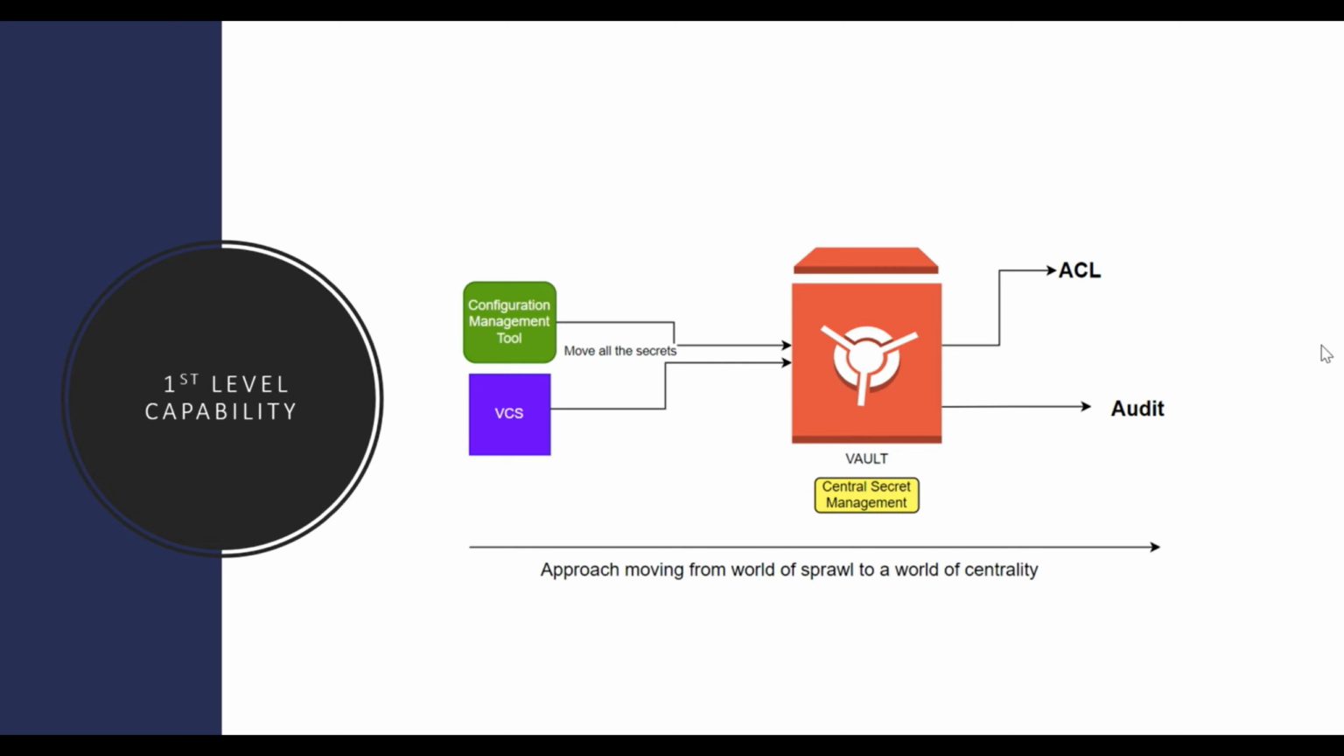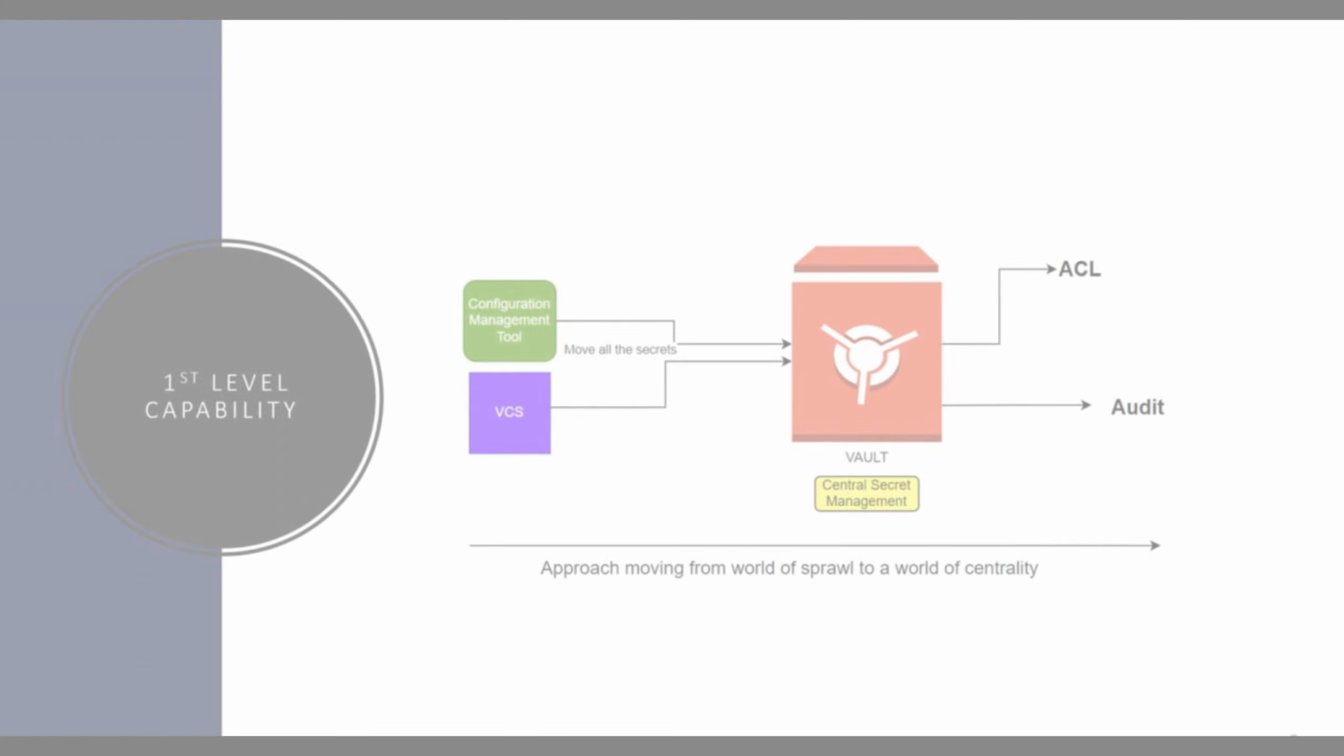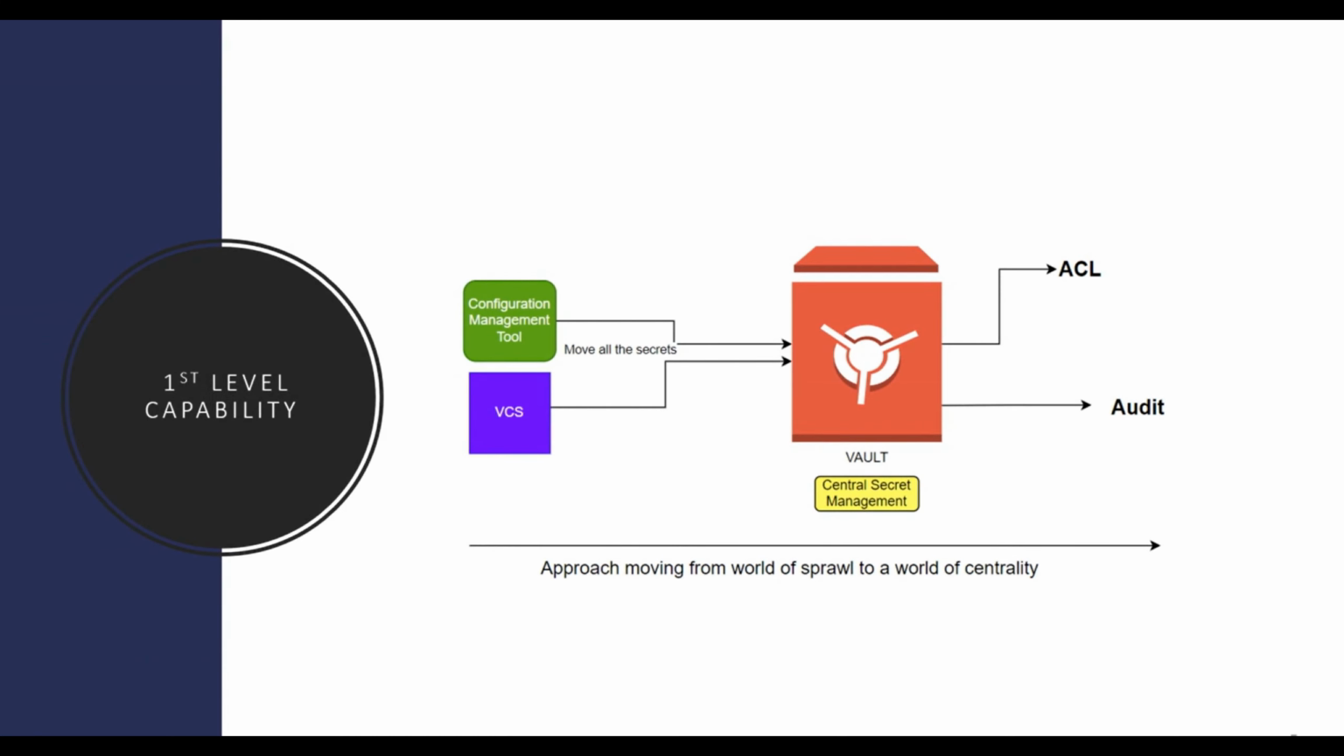So this is the first level of capability, and we can say it is an approach moving from a world of sprawl to a world of centrality. Guys, now I believe you have a very crystal clear understanding of the first level capability of Vault, where we are managing secrets centrally along with the ACL and the audit features. Okay, now I'm going to talk about the next level of challenges.